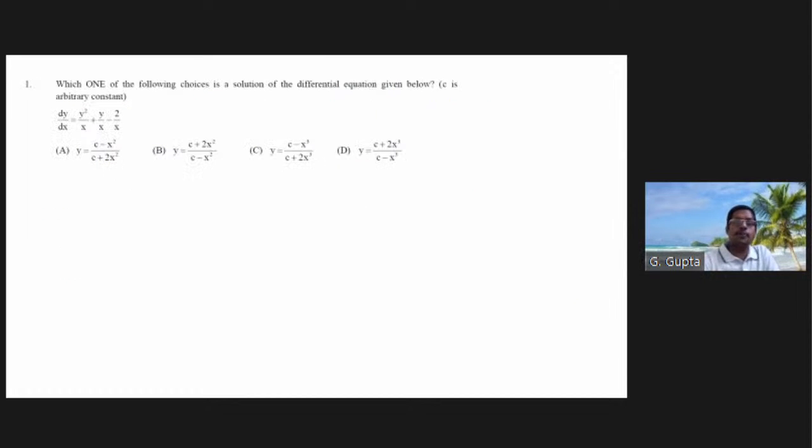So we'll do one example. This is a GATE question. Which one of the following choices, that is options, is a solution of the differential equation given below? C is an arbitrary constant, as mentioned in the question itself. The differential equation is given: dy by dx plus y square upon x plus y upon x minus 2 upon x. Four options A, B, C, D are given.